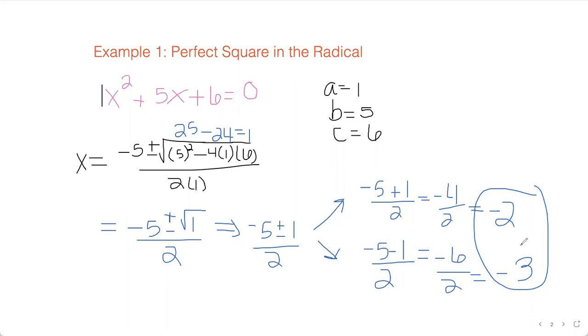All right, we have 3 more we're going to look at. Let's move on to example number 2. Example number 2 is where we are going to get a 0 inside the radical. This one is one of my favorite ones because it goes pretty fast and it's pretty simple. Here's our example we're going to look at.